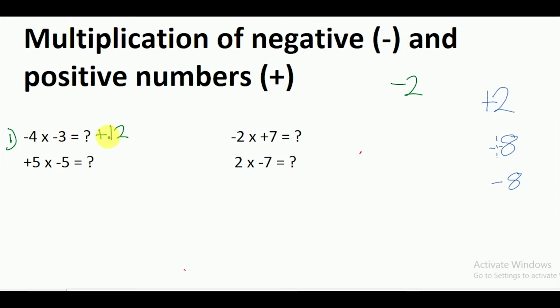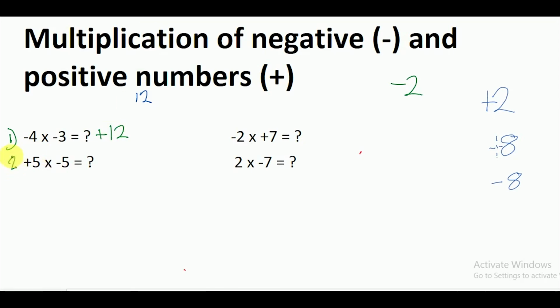Now remember, instead of writing plus 12, you can leave it as only 12, because if I have a number here, there's an invisible positive sign in front of it. So you can write it as only 12 or as plus 12. It depends on how you're being asked to solve it. Now let's move to the next one.